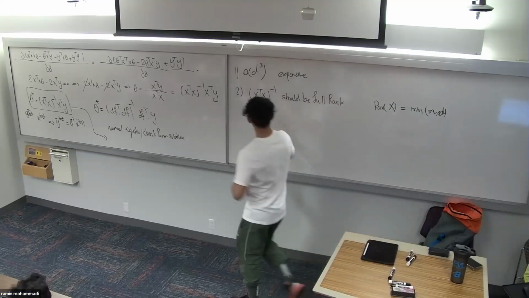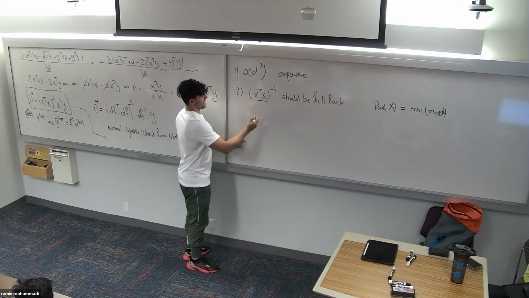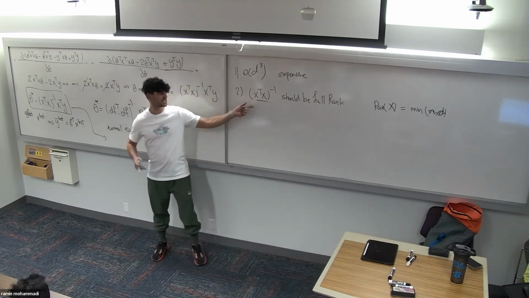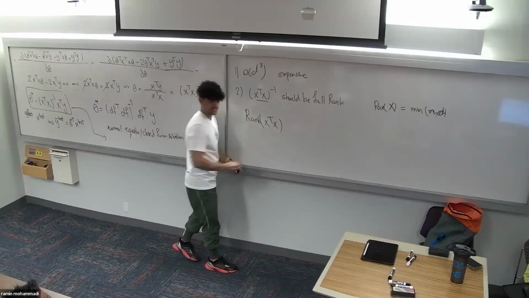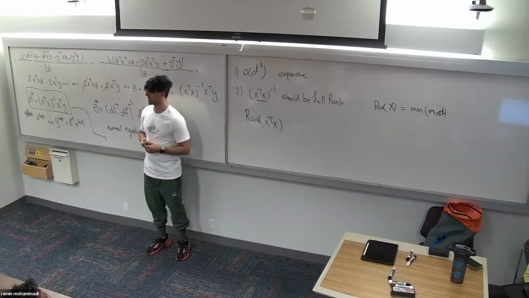Now, we want to check for this term, X transpose X, which is our matrix, that multiplication, right? You want to calculate the rank of X transpose X. Rank of A times B, what was the equation for it?